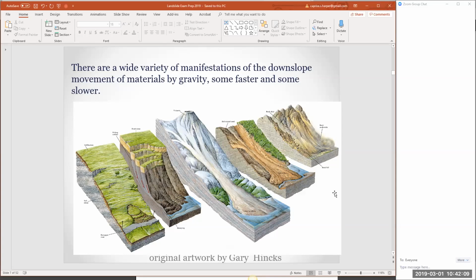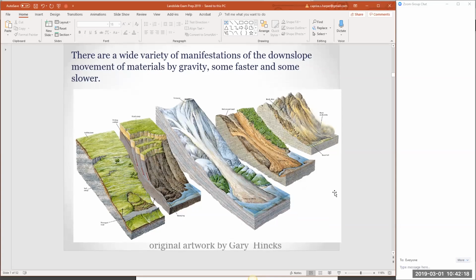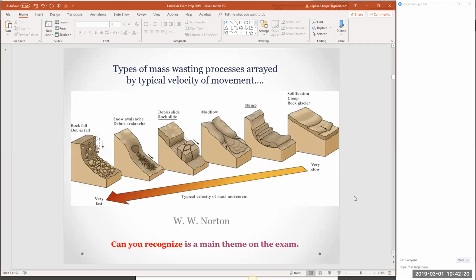So here's, I like this image of just the different types laid out that way. I like the visual, the way it's portrayed. So if we go from fastest to slowest, we would start with a rock fall. That's the fastest kind, because literally it's just plummeting to the ground off a steep cliff.